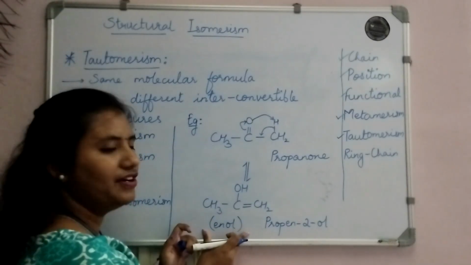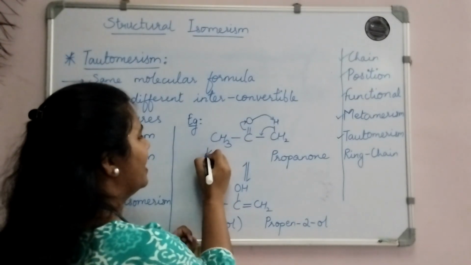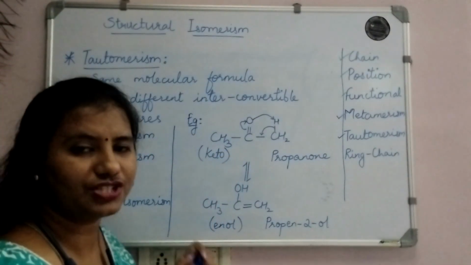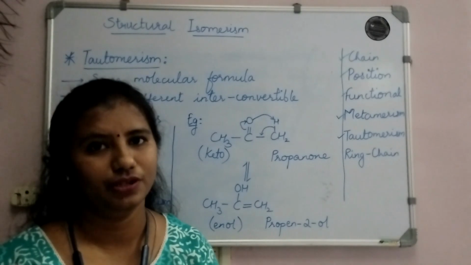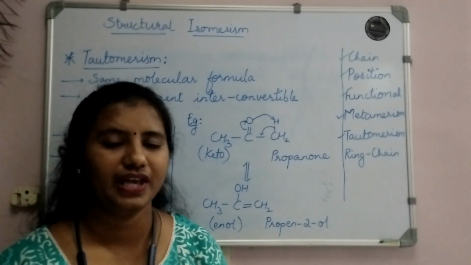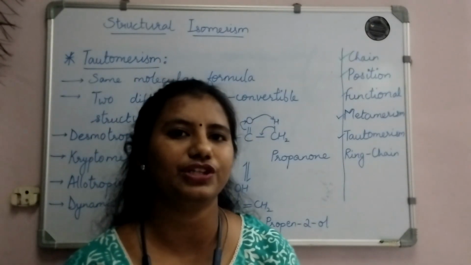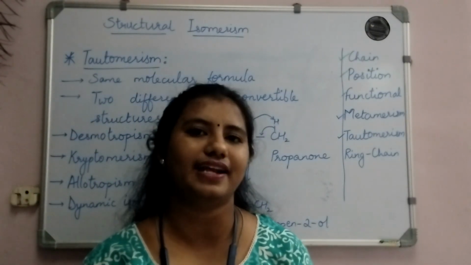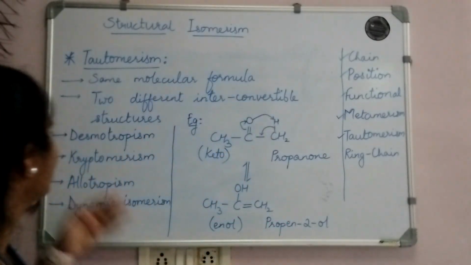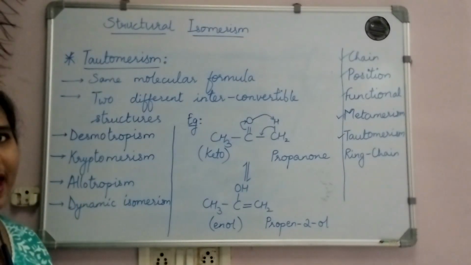So this is a functional group which represents this molecule, while for this molecule I can write it as the keto form. Now as you can see, these two structures are just interconvertible forms of each other, and therefore they are always in a dynamic equilibrium. Therefore, tautomerism always exists between two different molecules which are continuously in a dynamic equilibrium. There are different names given for tautomerism: desmotropism, cryptomerism, allotropism and dynamic isomerism.